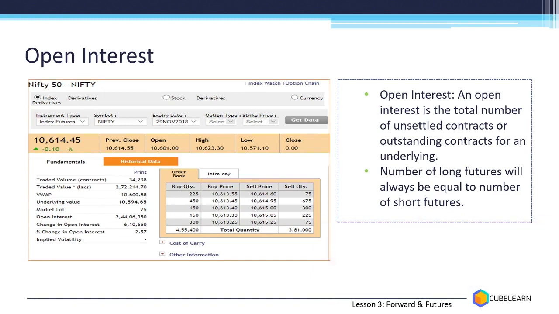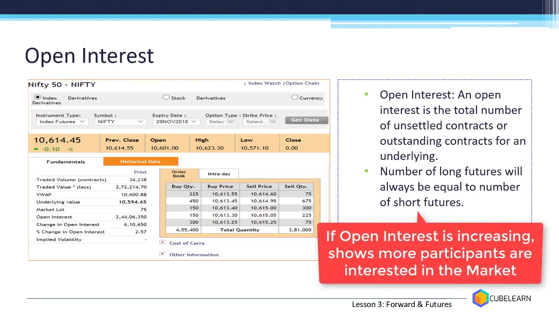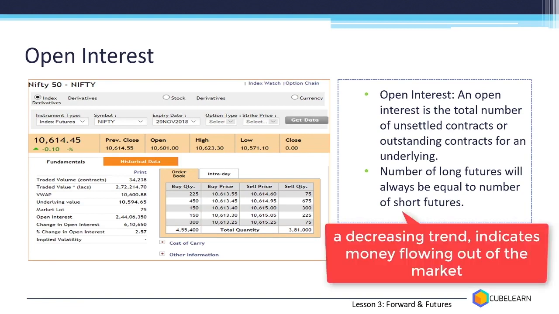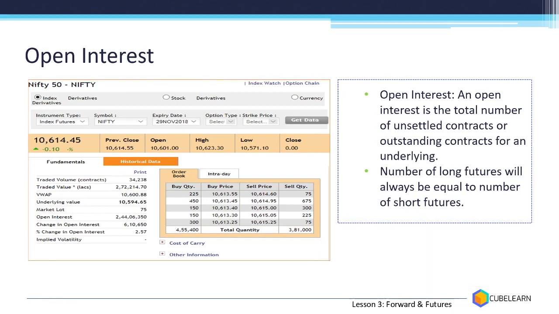It is an important indicator for an investor. If open interest is increasing, then it is an indication that more participants are watching the market closely and more money can flow in. A decreasing trend of open interest indicates money flowing out of the market.